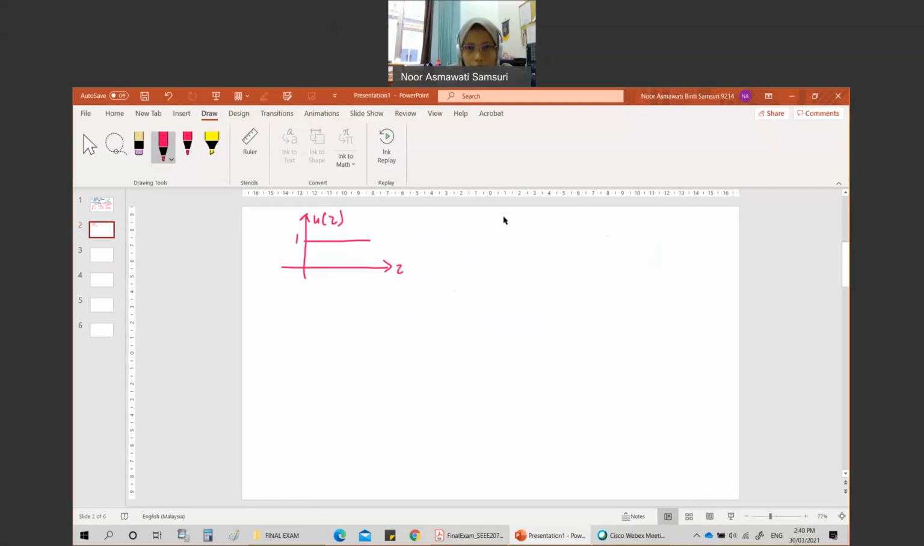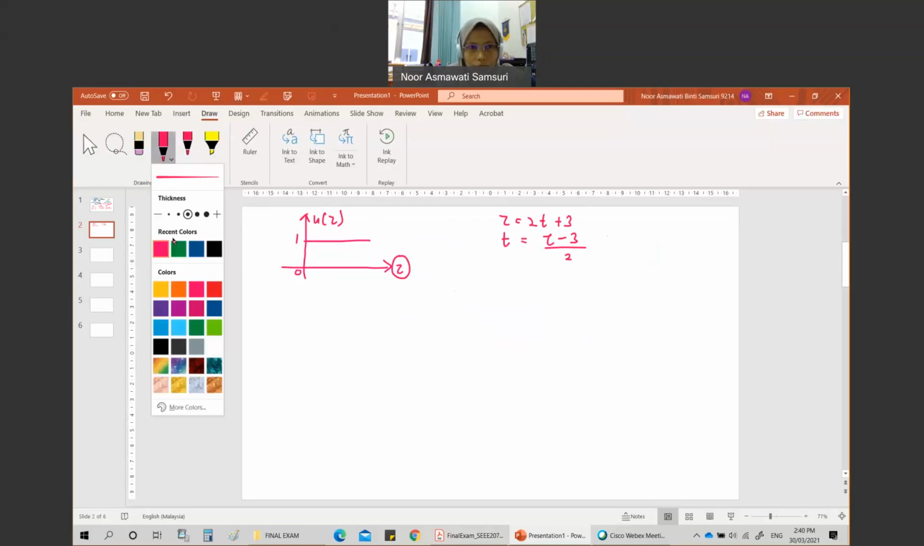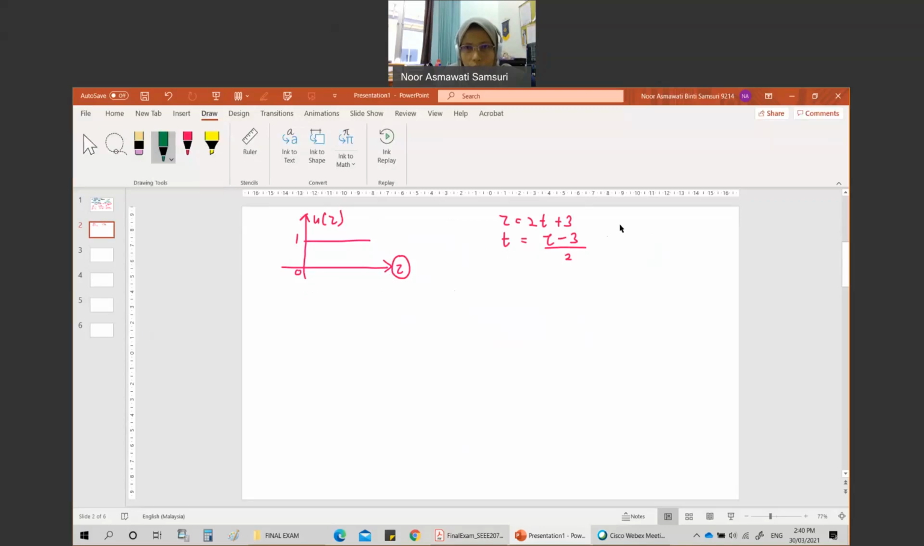Okay, tau equal to 2t plus 3, and then t equal to tau minus 3 divided by 2. Okay, look at the values. What you have, the tau values you have in the graph, right? So the first one, what happened when tau equal to 0? So your t equal to 0 minus 3 divided by 2. It's negative 3 over 2.